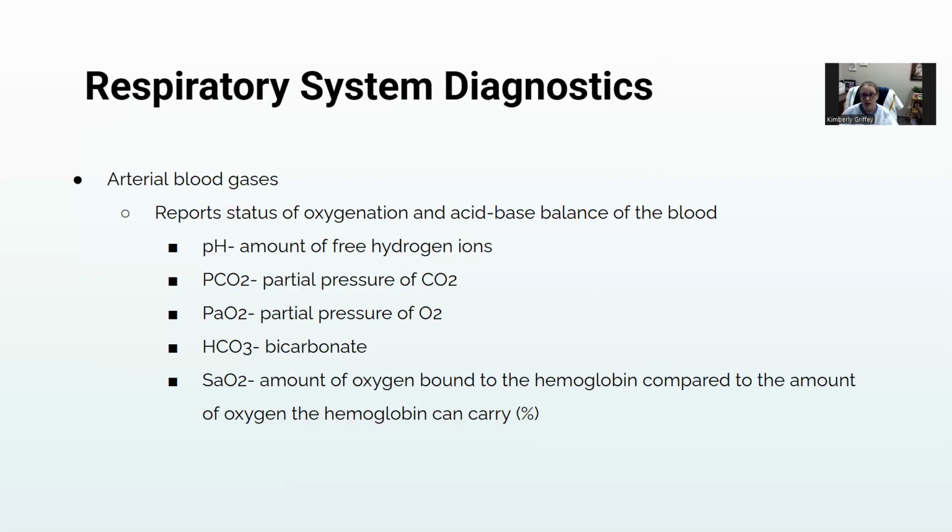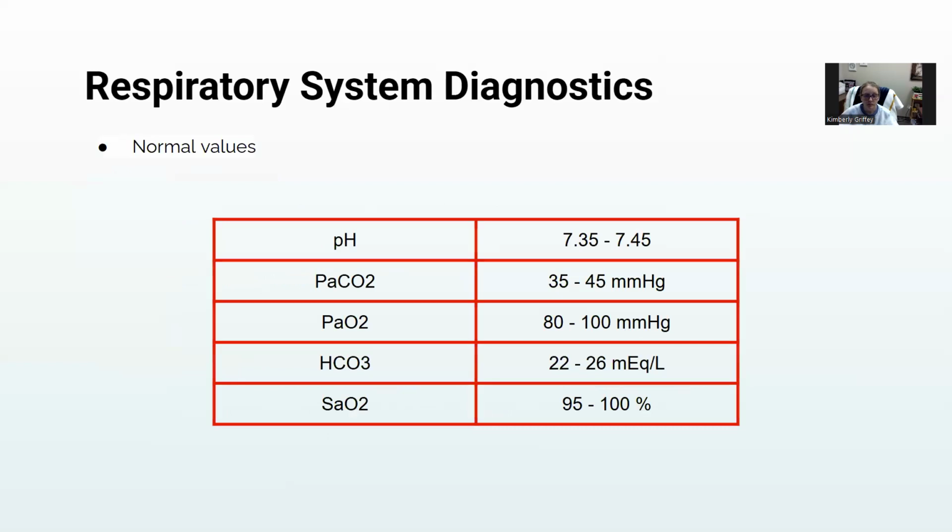Whenever we do ABGs, we look at the pH. We want to look at the PCO2 and the bicarb. That's all we're going to look at whenever we assess these. So your normal values, if you remember: the pH is 7.35 to 7.45. Your PaCO2 is 35 to 45. Your PaO2 is 80 to 100. Your bicarb level is 22 to 26. And your SaO2 is 95 to 100%.